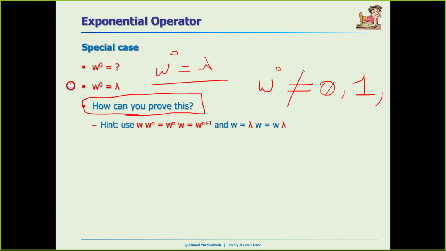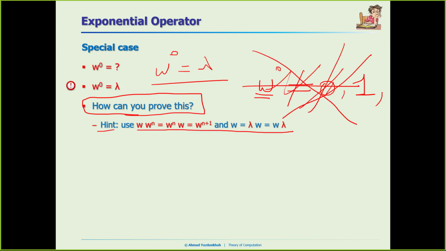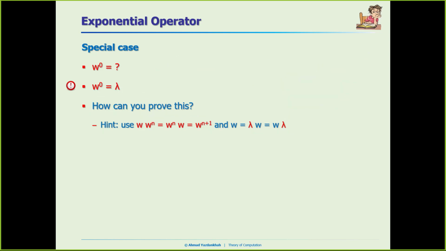Because this is a general rule. When we have W, what is W? It is a string, right? Any operation on a string will give you a string. This is a general rule. If you keep this in your mind, it will prevent future issues and confusions. Another example I want to give you is this.